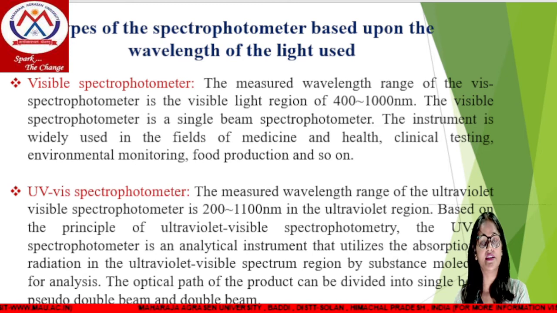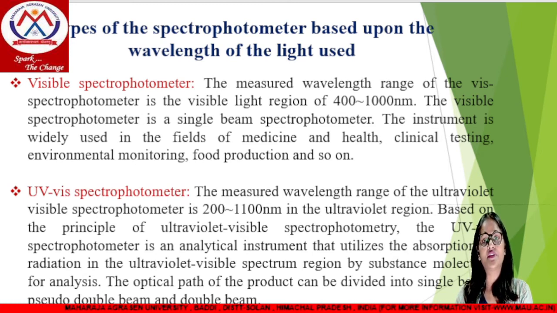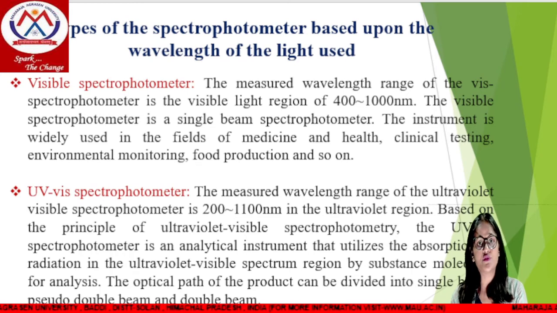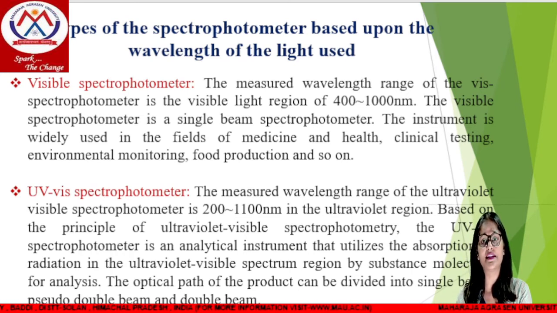Now, depending on the wavelength of the light which we are using in the spectrophotometer, these are further divided into a few categories. One is the visible spectrophotometer. Here, the wavelength range used is 400 to 1000 nanometers, that is the visible light range. The visible spectrophotometer is a single beam spectrophotometer. It is used in multiple fields like medicine and health, food production, environmental monitoring, and so on.